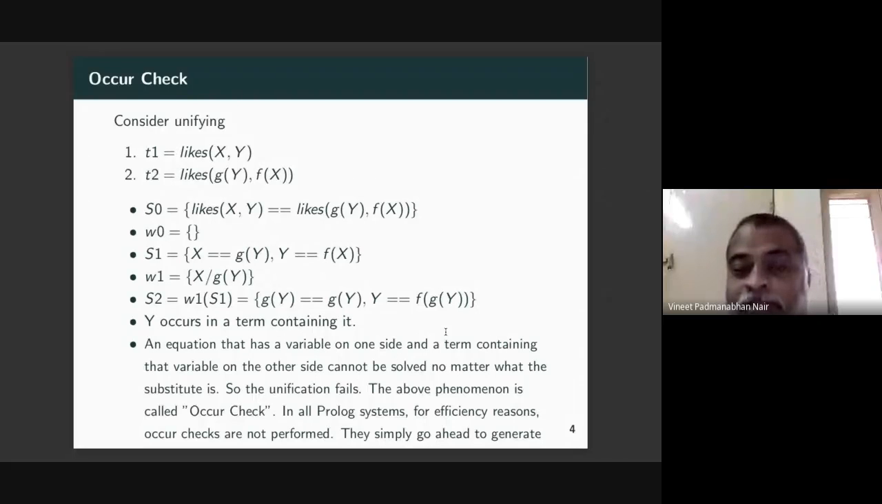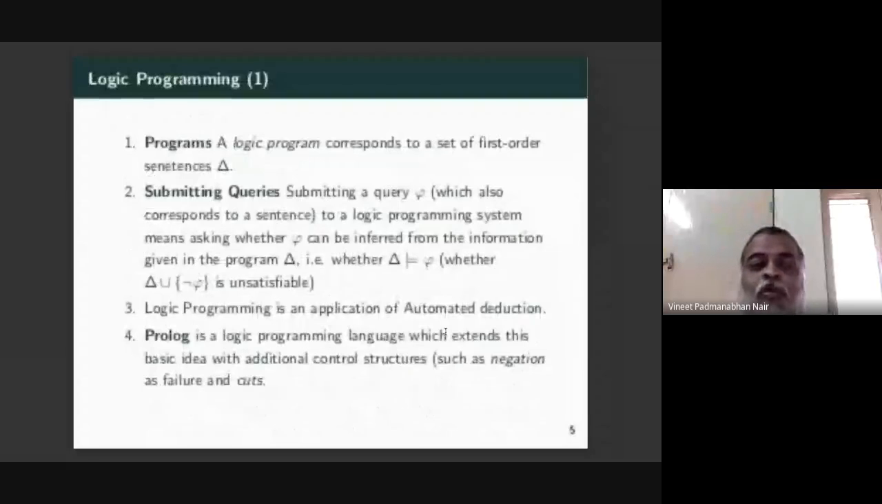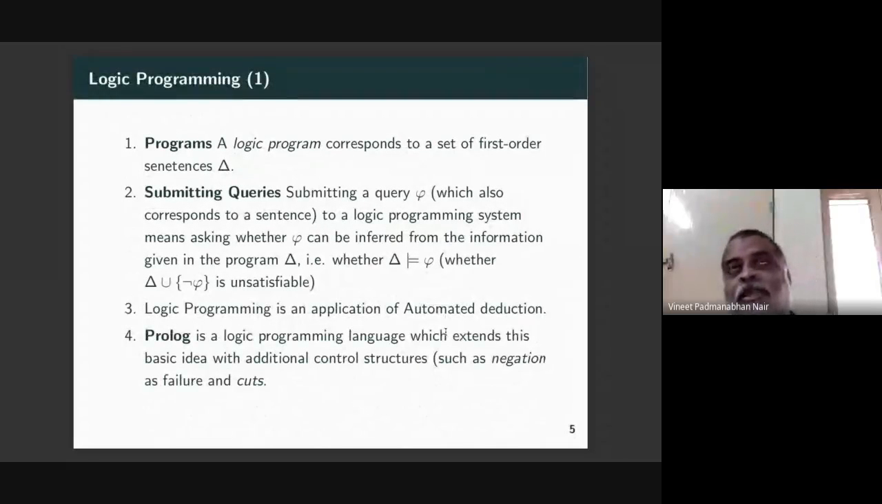But that is how the programming language is set up. So occur check is probably one of the last important concepts you have to know. And now we come into the logic programming part. That is what you call the practical aspect. But in that also you have to see certain resolution, because I stopped with resolution.